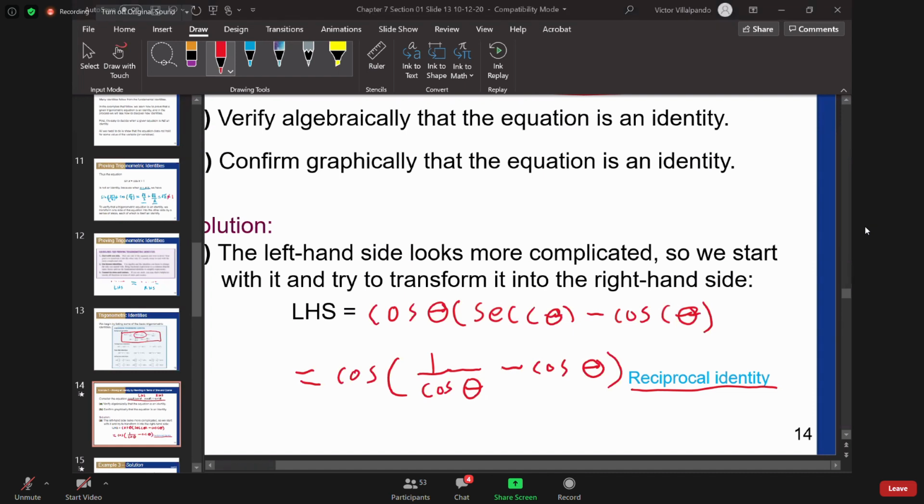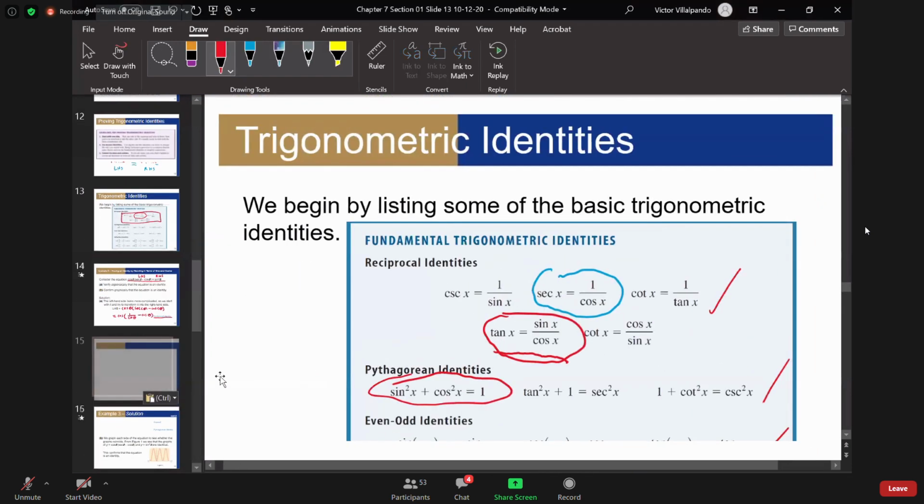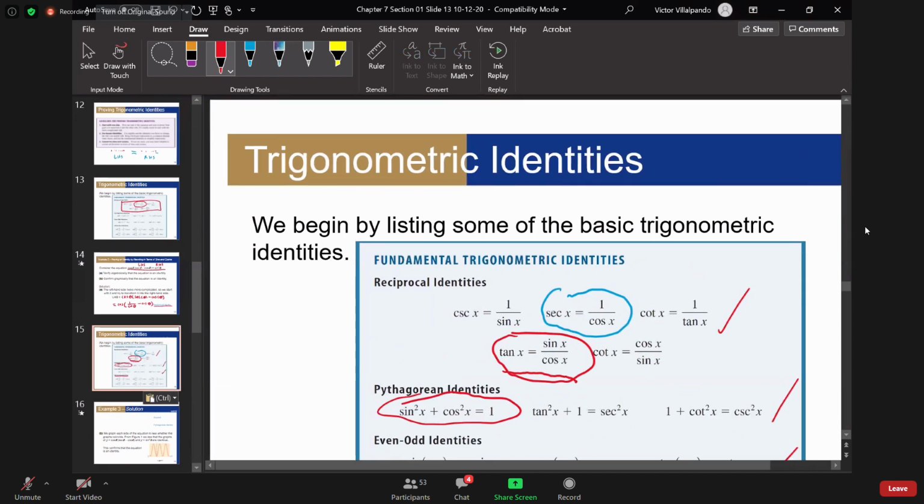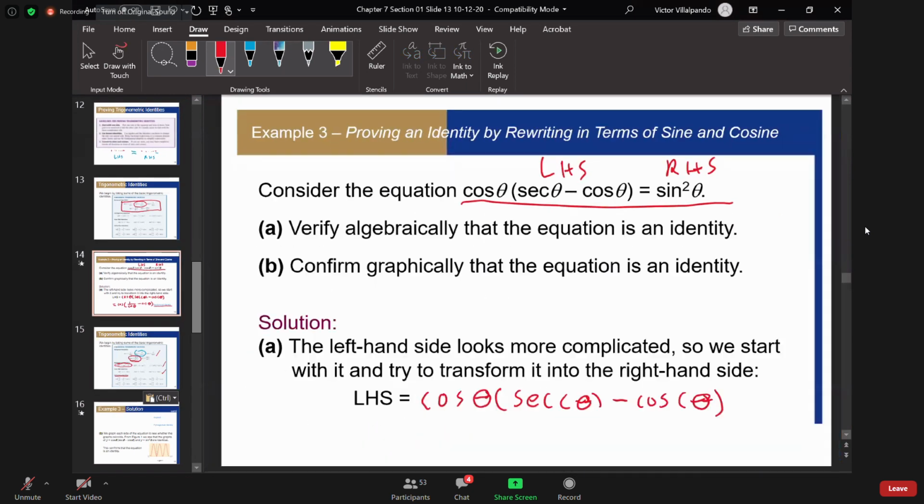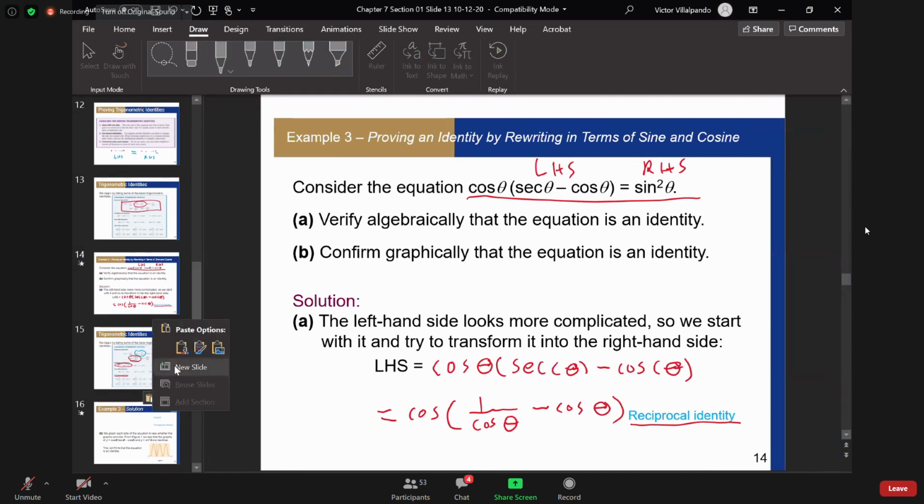As we move on to the next slide, I do believe we have two more steps left. I don't have a lot of space here. Let me make a new slide.